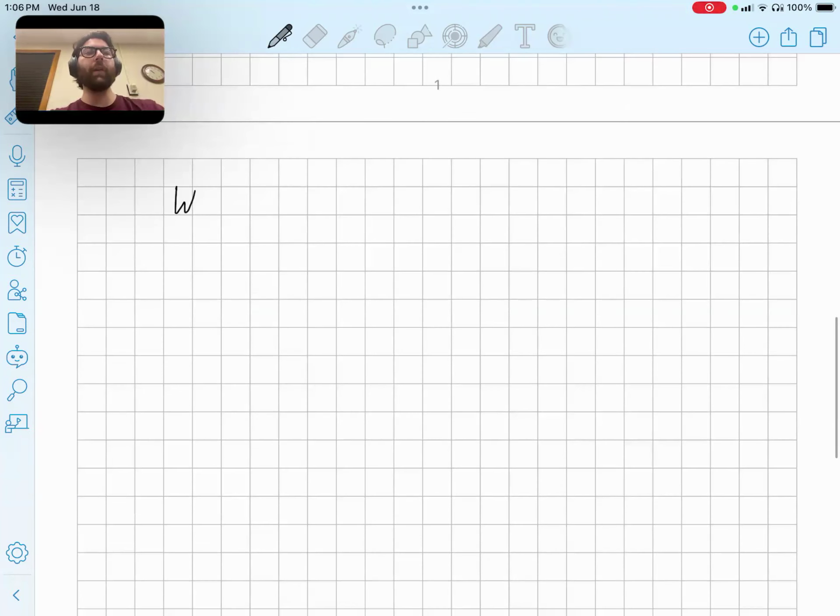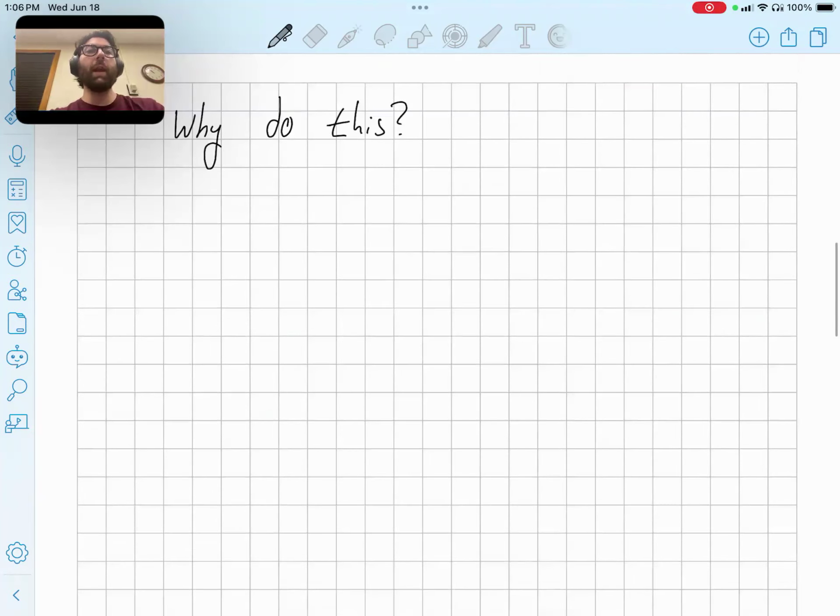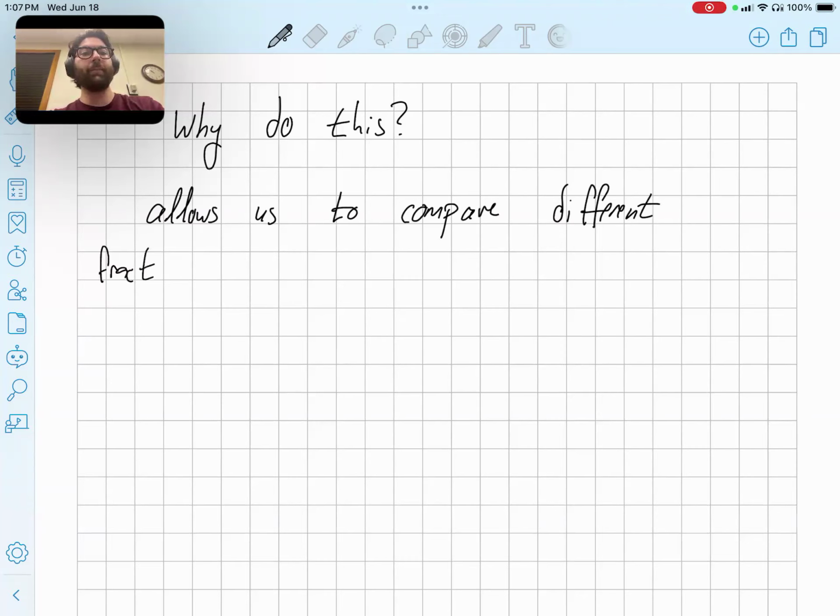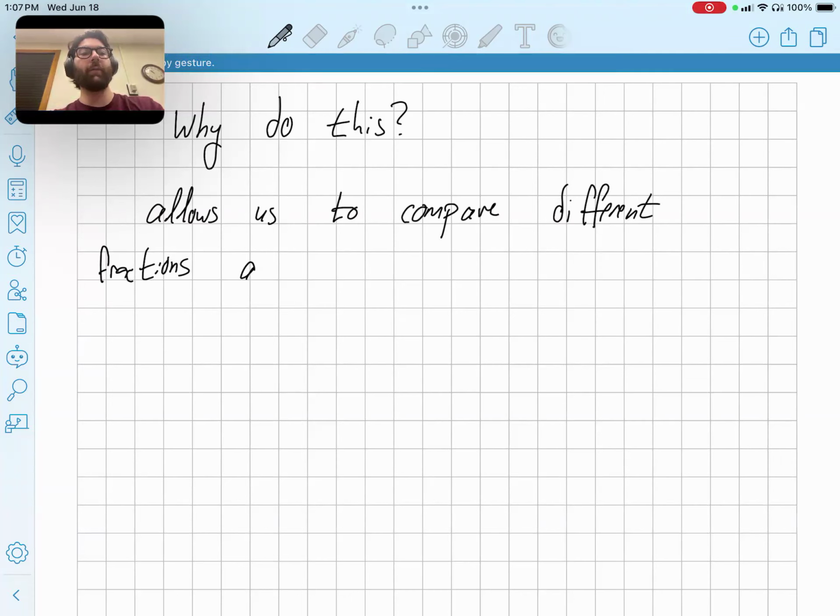And so why do this? So one answer is it allows us, or at least will eventually allow us, to compare different fractions or ratios.